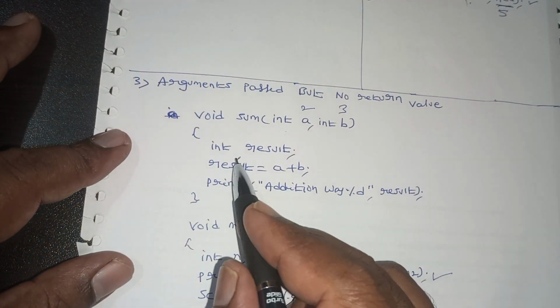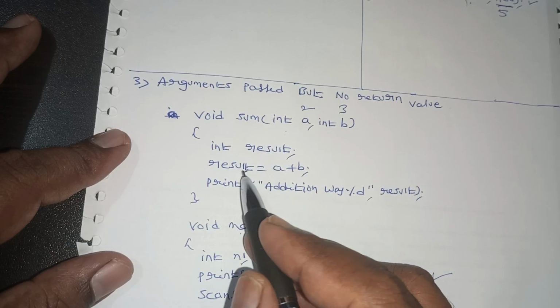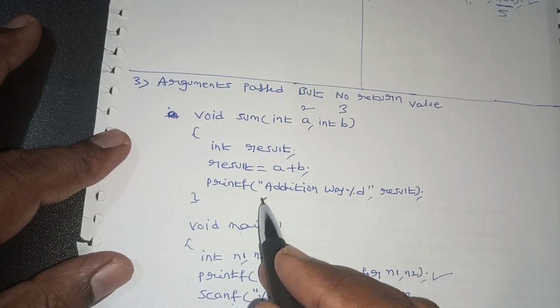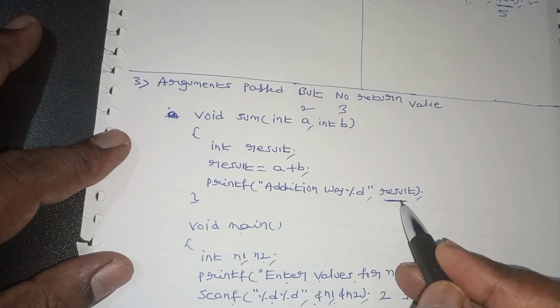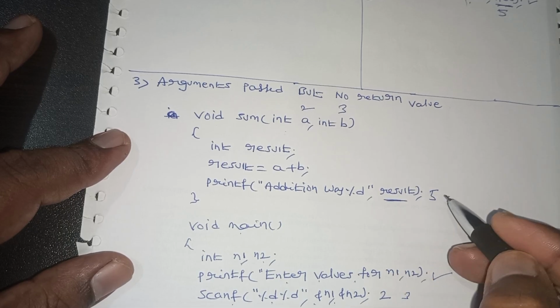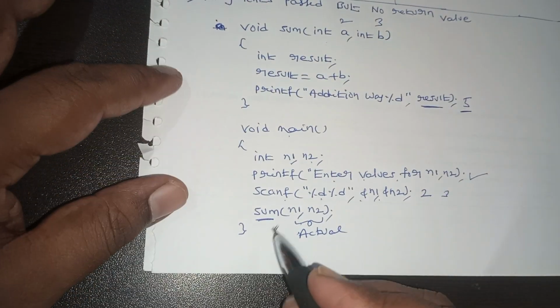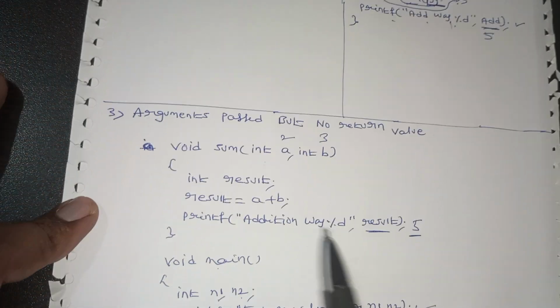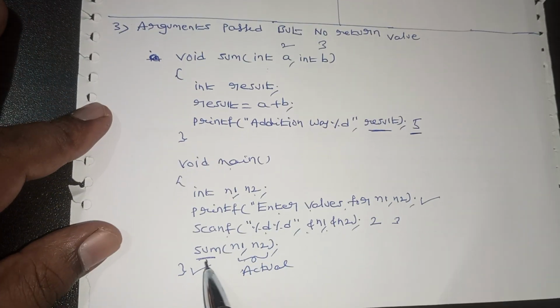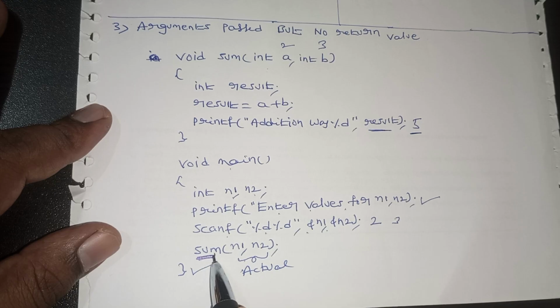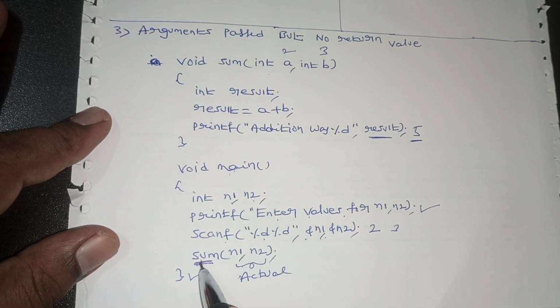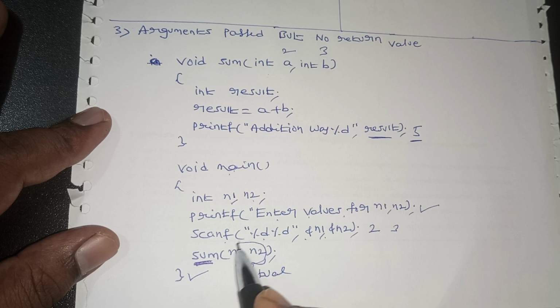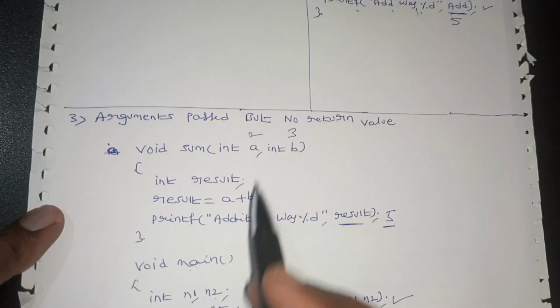Then what am I doing? The integer variable result equal to a plus b. Addition is %d result. Then I am printing 5. After this I come back to the end of the main function. So what is the concept? From the main function to the user defined function I am passing arguments n1 comma n2. Two actual arguments I am passing. But no return value.